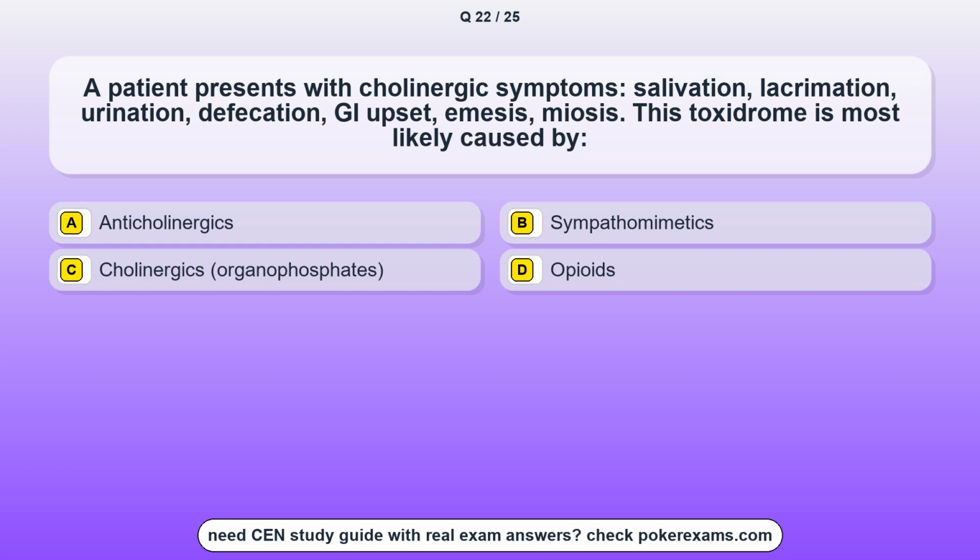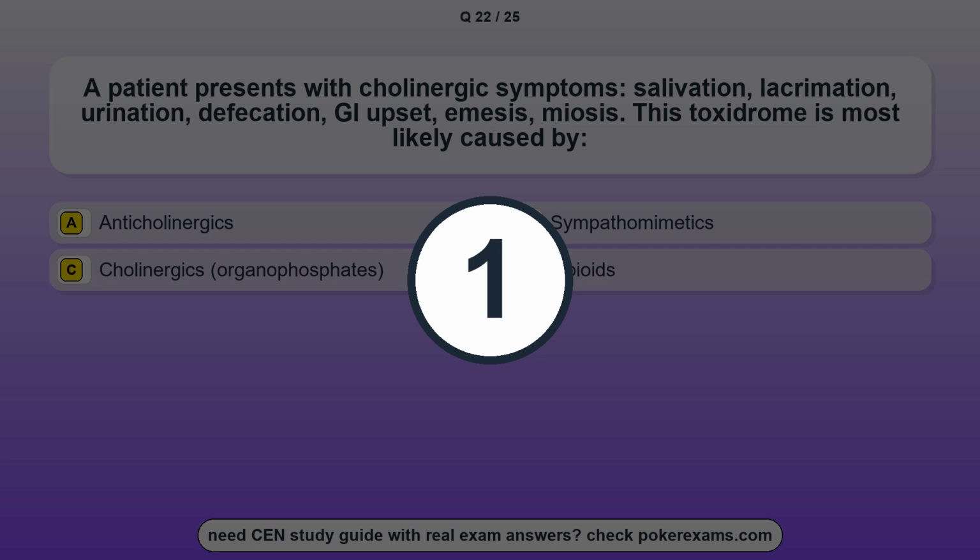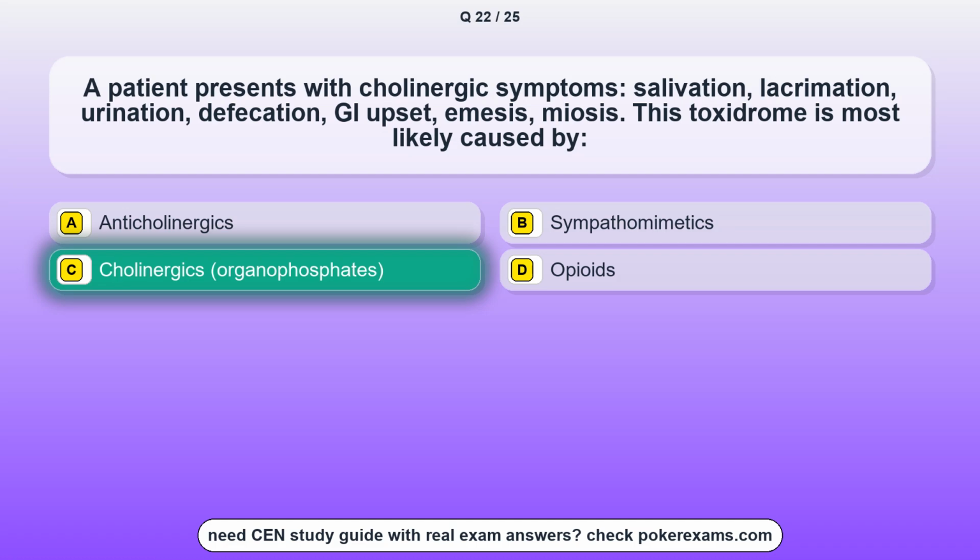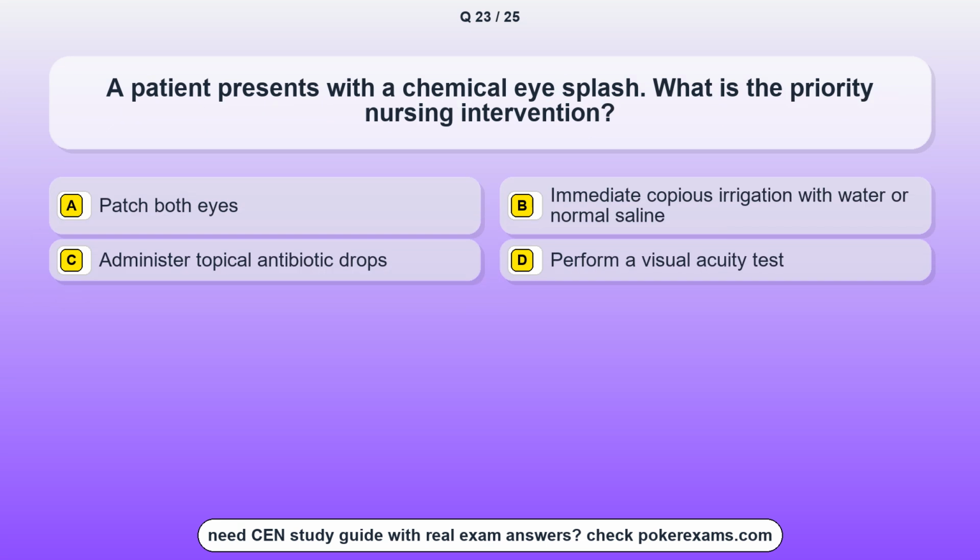Question 22. A patient presents with cholinergic symptoms: salivation, lacrimation, urination, defecation, GI upset, emesis, miosis. This toxidrome is most likely caused by: Option A: anticholinergics. Option B: sympathomimetics. Option C: cholinergics, organophosphates. Option D: opioids. The correct answer is option C: cholinergics, organophosphates.